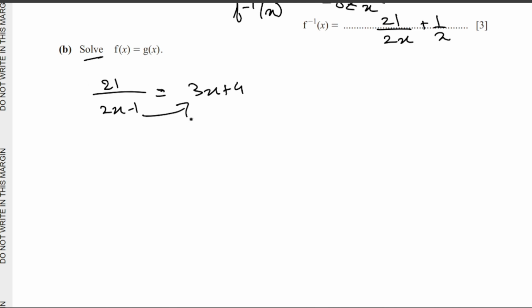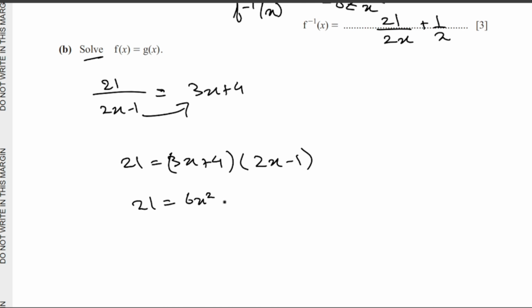We're going to start by multiplying this over there. We would get 3x plus 4. I think it's a quadratic. 2x minus 1. You get 3x times 2x, which is 6x squared. You would get 3x minus 1x, which is minus 3x, 8x, and minus 4, right? So simplifying this, you would get 5x, and minus 4 minus 21 would give you minus 25, all equals to 0, right?